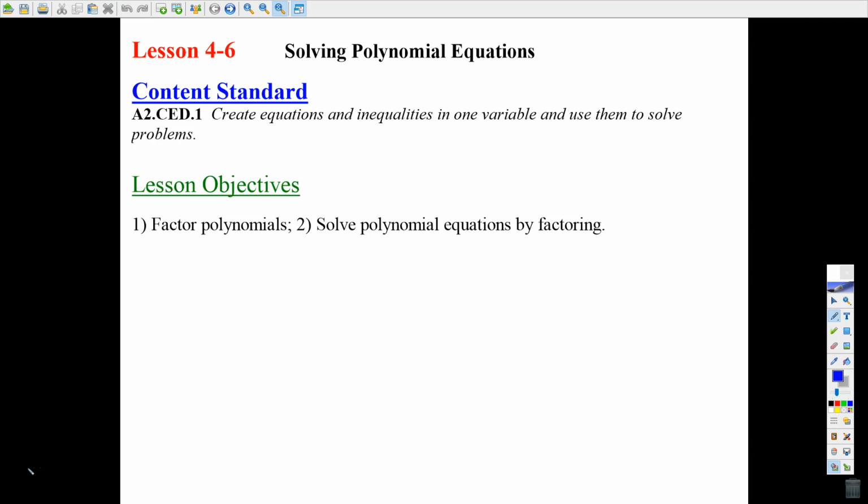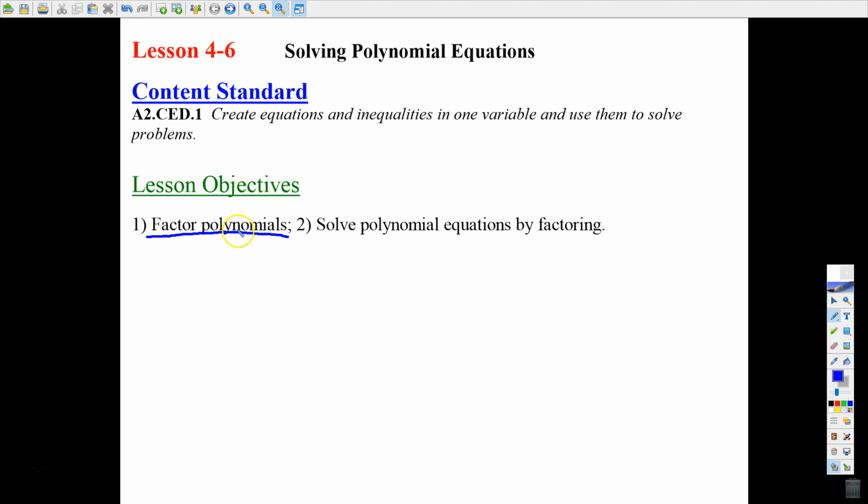This is the second part of Lesson 4.6. We'll call this Lesson 4.6 Part 2. In the first part, we dealt solely with factoring polynomials. We learned some new factoring techniques. And then today, we're going to spend our time on solving polynomial equations. That's what this lesson will revolve around.